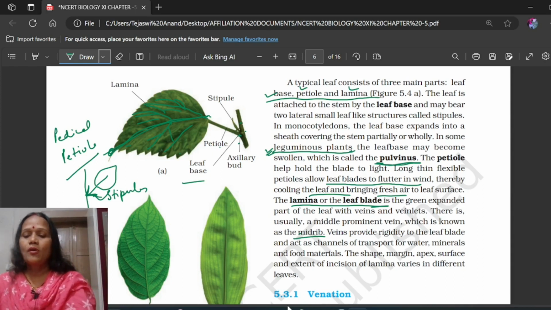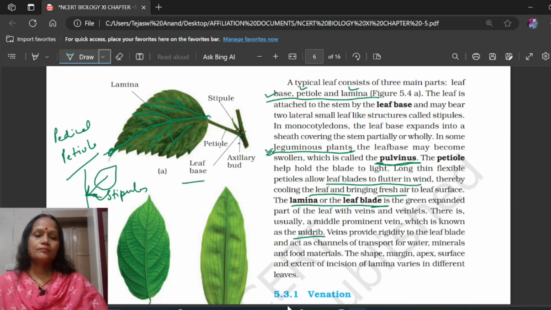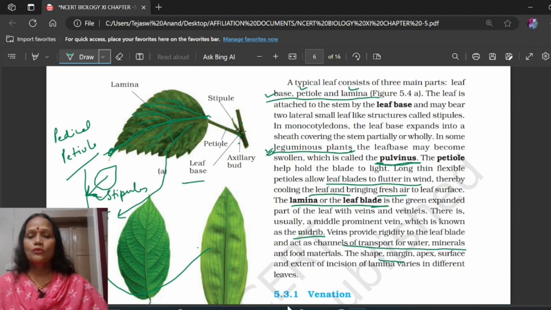Now next, the main thing that you have to study today is reticulate and parallel venation. In reticulate venation, a net-like structure is formed of the veins and veinlets, but when it is in a parallel condition, it is called parallel venation. The main function of the leaves is photosynthesis, also you understand.